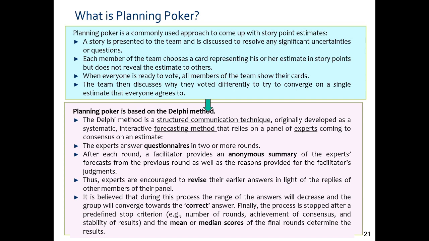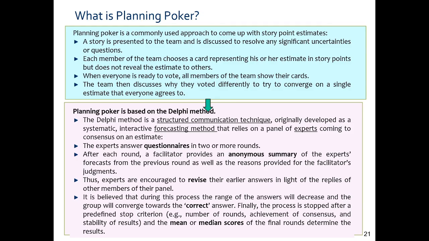So in planning poker, just like on the cards, the numbers are written: 1, 3, 5, 8, 13, 21, like that. Every member of the development team picks up a particular card for a particular user story and doesn't show it to anybody. They group around and open up their cards. So, majority wins here.